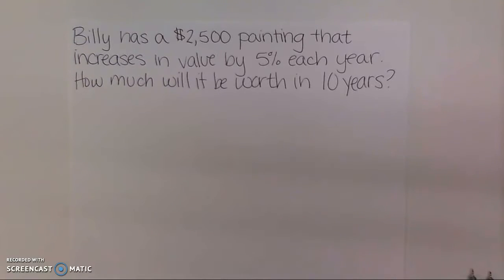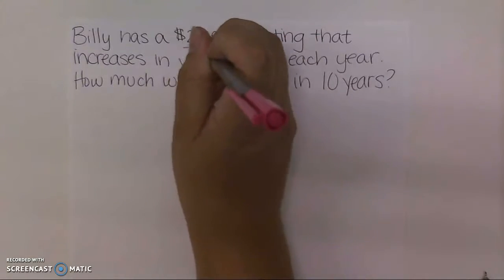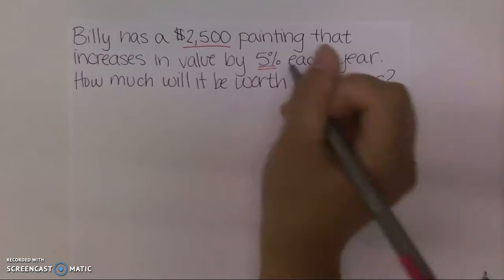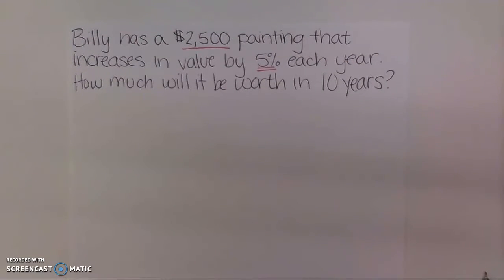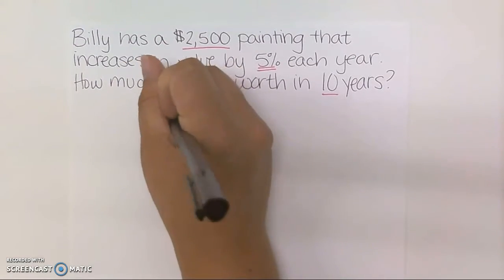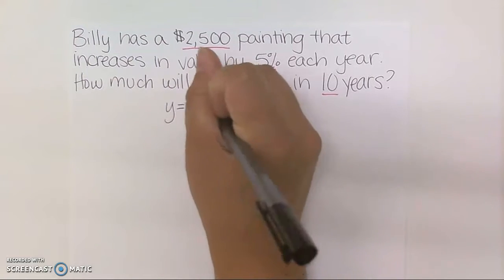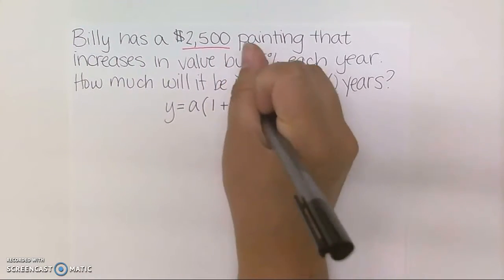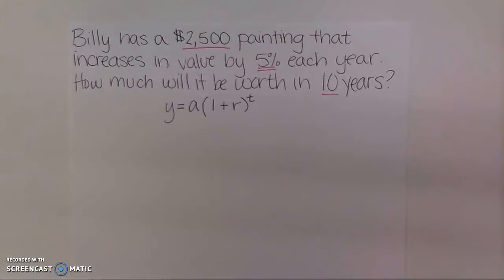So I'm going to do a couple examples here. The first one that we're going to do is about Billy. Billy has a $2,500 painting that increases in value by 5% each year. How much will it be worth after 10 years? Okay, so in order to do a problem like this, we need to make sure that we know a couple of things. First of all, our equation that we need to use is y equals a times the quantity 1 plus r to the t.